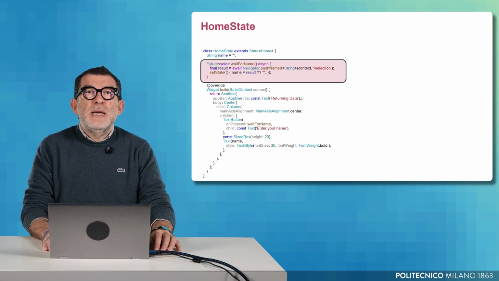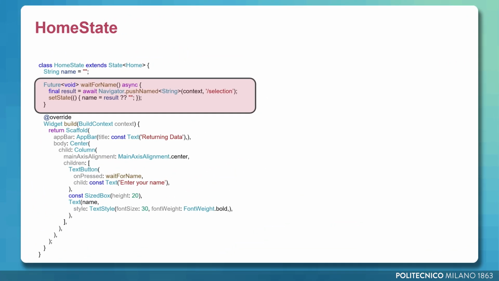Now, if we go back to the important parts of the code, we can focus on the HomeState widget, which manages the state of the first screen. Inside this class, we define an asynchronous function called waitForName, which is used as the onPressed callback of the button. The purpose of this function is to start the navigation to the second screen and then wait for the result.